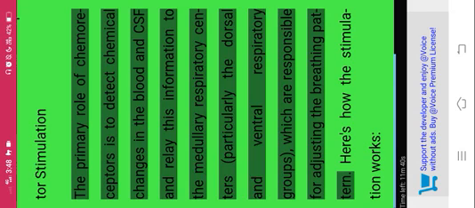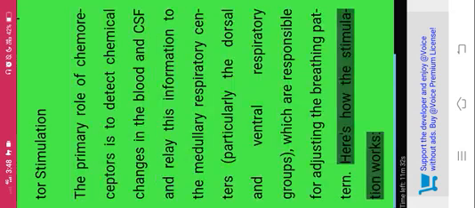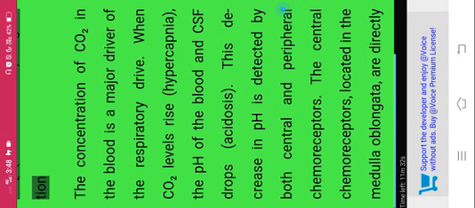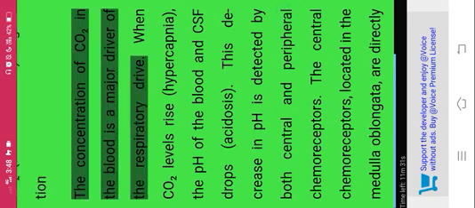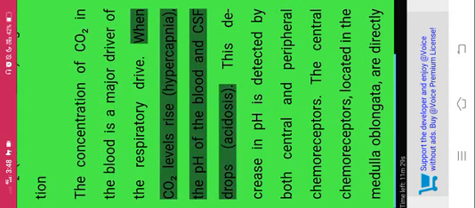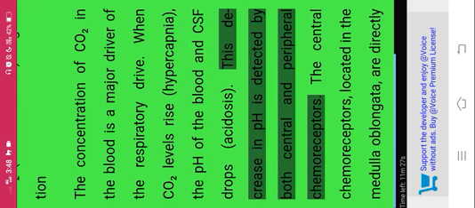The primary role of chemoreceptors is to detect chemical changes in the blood and CSF and relay this information to the medullary respiratory centers, particularly the dorsal and ventral respiratory groups, which are responsible for adjusting the breathing pattern. Here's how the stimulation works. CO2 (carbon dioxide) regulation. The concentration of CO2 in the blood is a major driver of the respiratory drive. When CO2 levels rise (hypercapnia), the pH of the blood and CSF drops (acidosis). This decrease in pH is detected by both central and peripheral chemoreceptors.